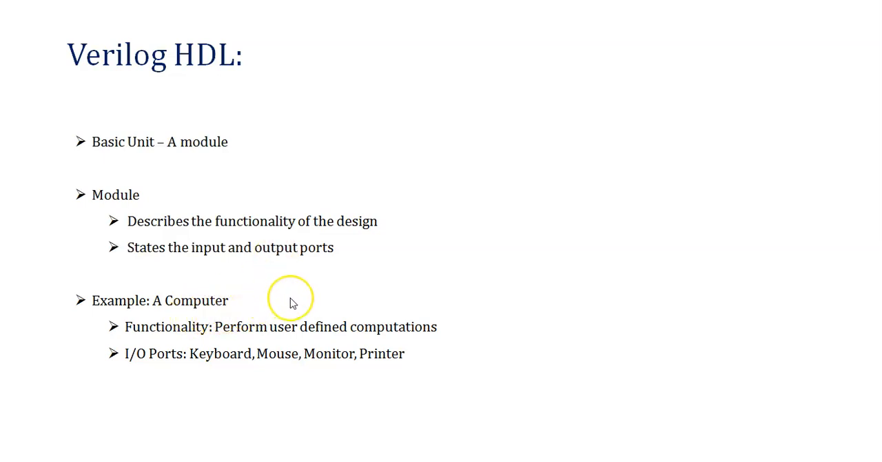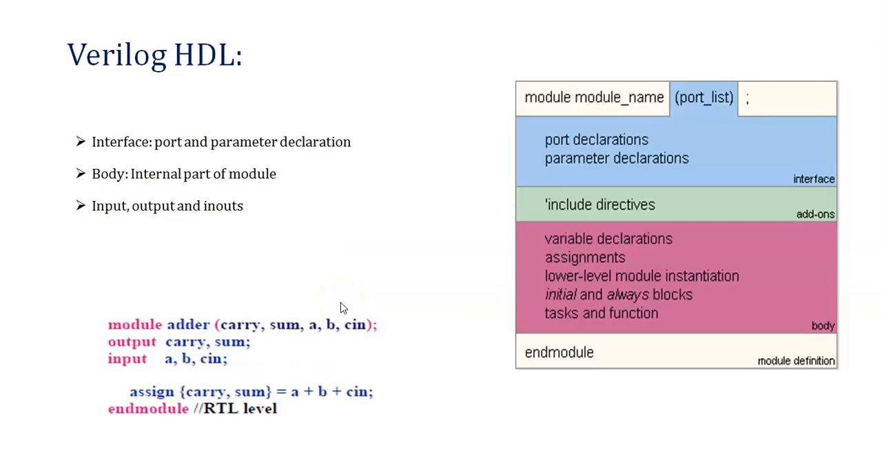An example is a computer. Functionality-wise, it performs various computations, and for that, input ports and output ports are available. So we can consider the keyboard as an input port, the mouse as an input port, and the monitor and printer as output ports. So how do we go ahead with Verilog?